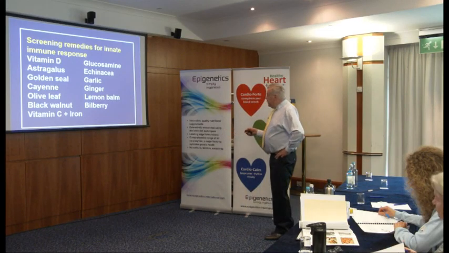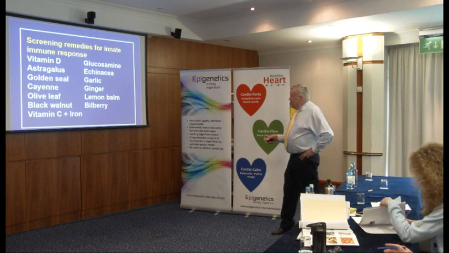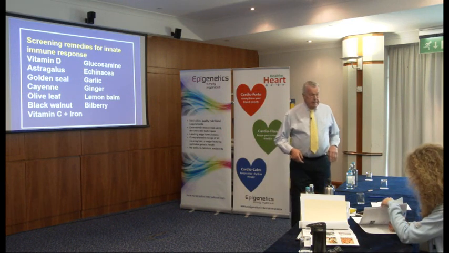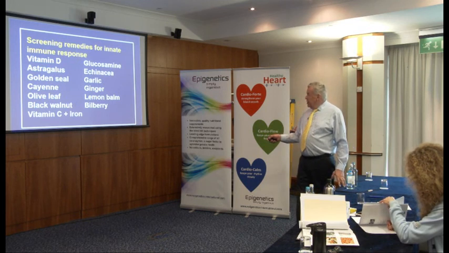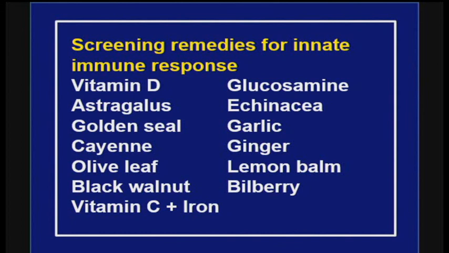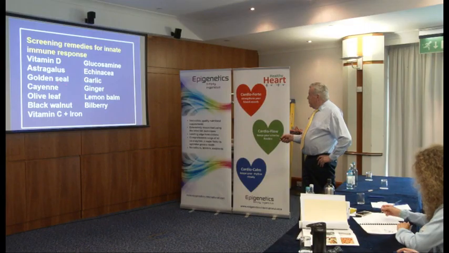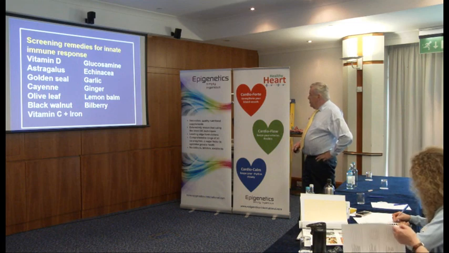So screening remedies for the innate immune system, which you may consider, particularly remedies rather than nutrients, would be astragalus, golden seal, cayenne pepper, olive leaf, blackcurrant. I mentioned briefly about vitamin C with iron to try and stimulate the Fenton reaction for stubborn viruses, and maybe mycoplasma as well. Glucosamine has an opsonin there, echinacea, garlic, ginger, lemon balm, and bilberry. These are all impressive immune system stimulants.